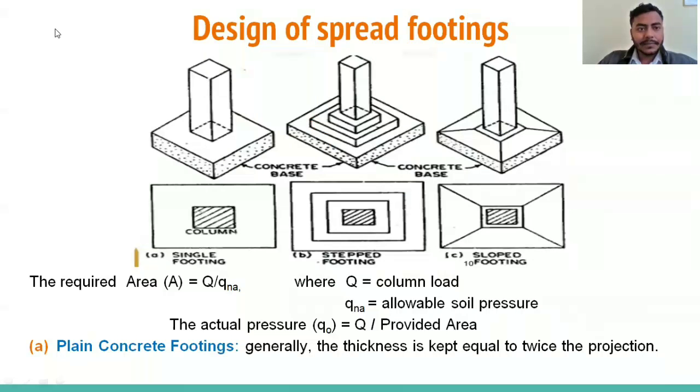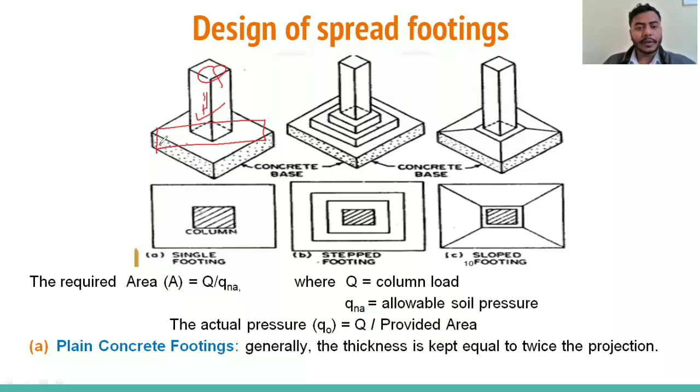So in this slide you can see I've mentioned some figures. There are different types of isolated footing. In the first case you can see it is called a single footing, or you can also call it a single step footing. So you can see there is a Q coming on the column.